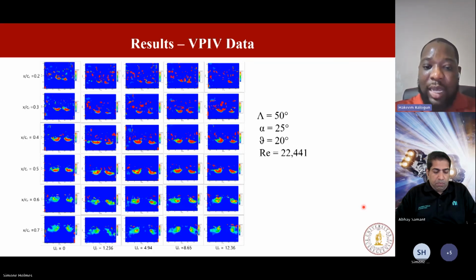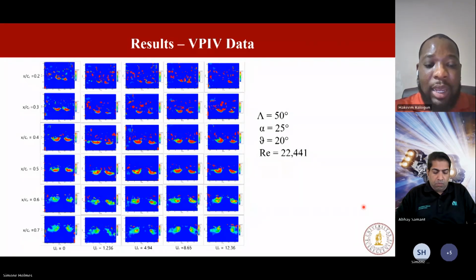So if we're looking at this data, we start at a breakdown location of 0.2 when the jet velocity ratio is 0. The two vortex structures are present in the PIV data. And by adding trailing edge jets into the flow, so if you start from 0.2 and go all the way to the right, you notice that the size of the vortical structures reduce when compared with the baseline case being jets off.